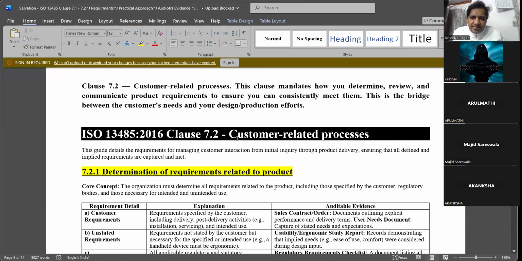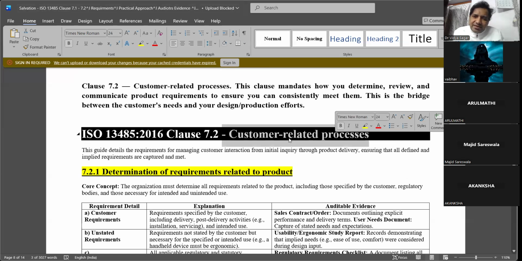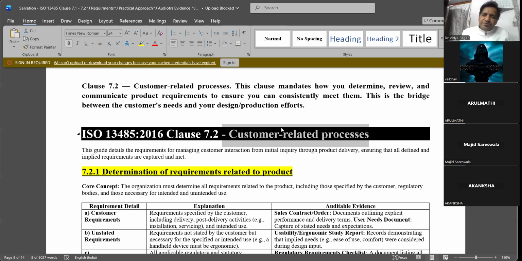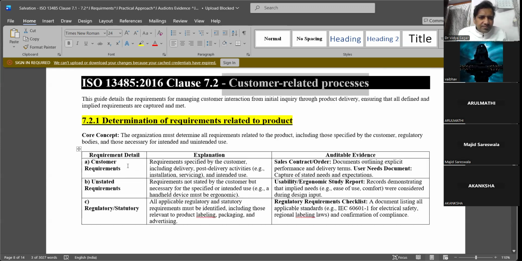Clause 7.2 is customer related processes. This is not very much linked to most of us. It's more clerical. The marketing people will take care of it. Marketing with the QA, generally they address it. Marketing and sales and distribution. But we need to be careful.